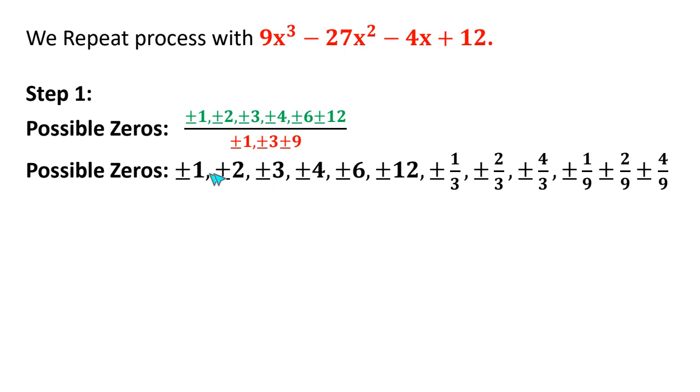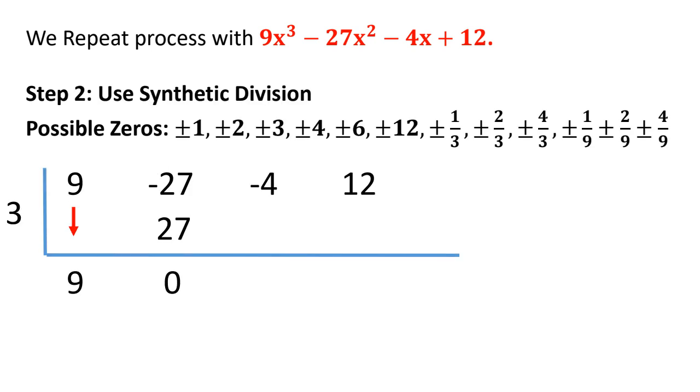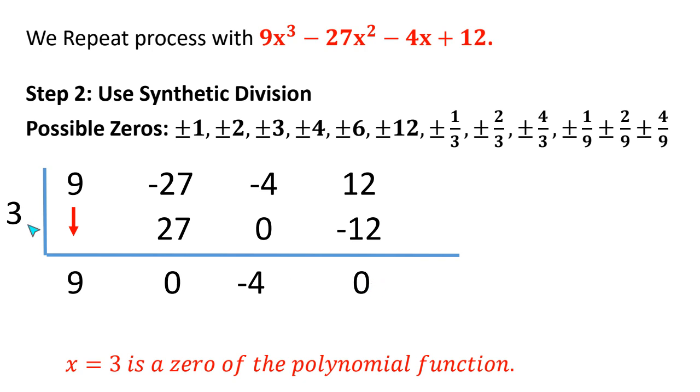And so now my list is going to be a little bit different. And then I start synthetic division again. I'm going to use 3 here. So I bring down the 9, times 3 is 27. We get 0, and then we end up with 0. Again, I started with 3. Remember earlier I checked 1 and -1. Those didn't work. So I just want to continue down the list.